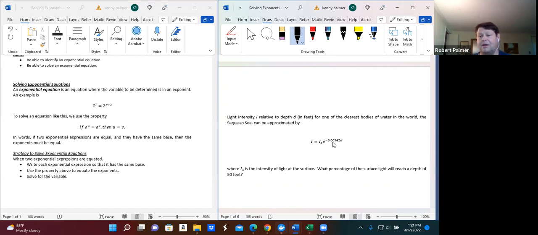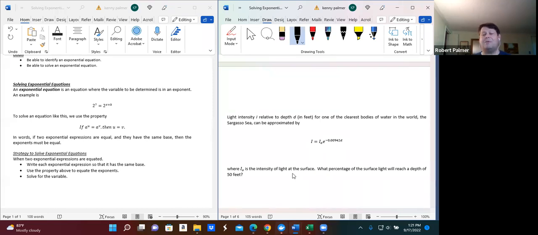Let's think about that. So this is I equals I0 times e to the negative 0.00942 times D. We'll explain what I0 means in a minute. If D is 0 at the surface, then e to the 0 is, I'm sorry, 1. e to the 0 is 1. So then I equals I0. This I0 is the intensity of light at the surface where D is 0. That's the intensity of light coming in.